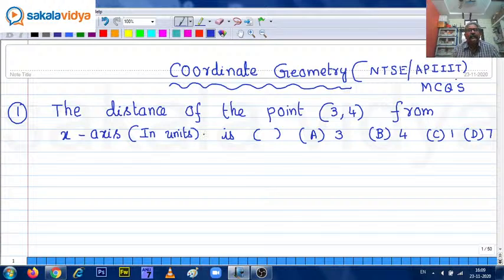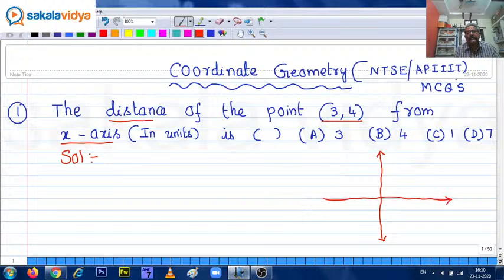So let us find out the distance of the point 3, 4 from x-axis. First let us draw the figure, then you will get the idea. In a coordinate plane, let us draw the x-axis and y-axis: a vertical line and a horizontal line. This is the x-axis and this is the y-axis. The point of intersection of x-axis and y-axis is obviously the origin, whose coordinates are 0, 0.